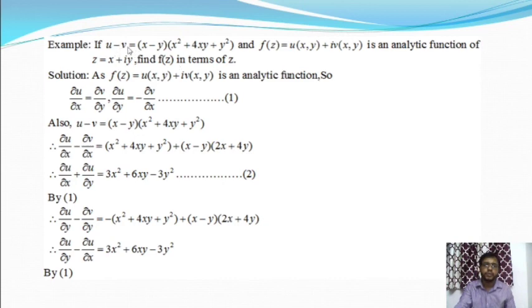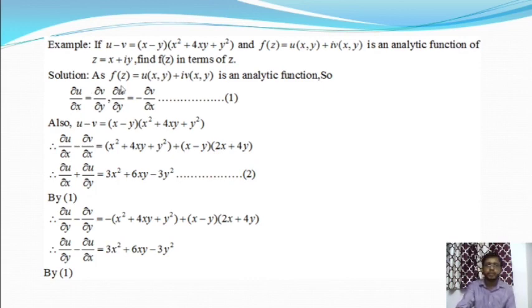So here u and v, that means u minus v is given, though both functions are not individually given. From this we are looking for either u or v. Then we will apply the Milne-Thomson method, and after applying it, we will get the analytic function f of z in terms of z. So let's start with our solution.